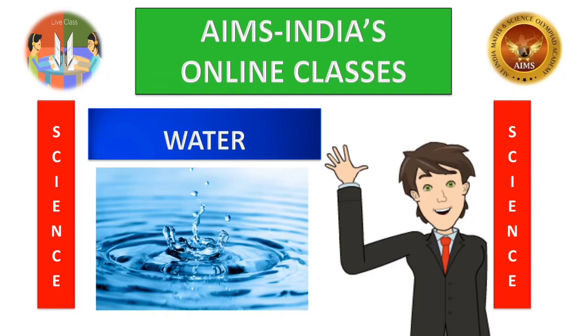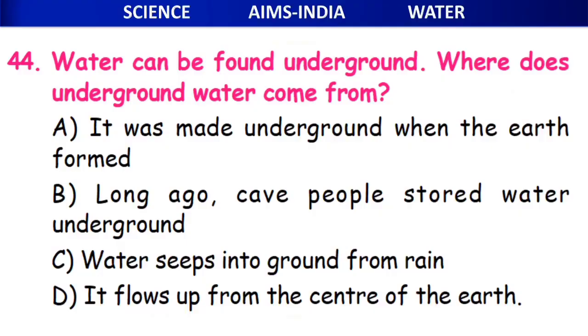Children, today we will be continuing the question and answers from previous state and Olympiad examinations and from the topic water. Okay children, and our subject is science. The 44th question: water can be found underground. Where does underground water come from? As we said, water can also be found underground. Where do we get this underground water?